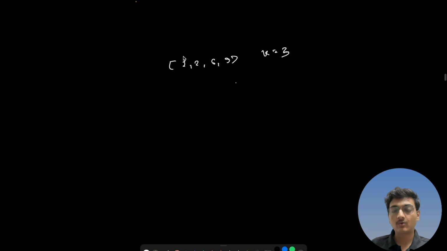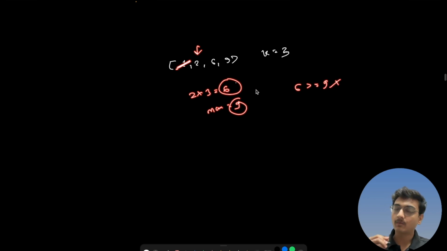So this array is not satisfying the condition. Now I need to do one of two things: either I can remove one element from the left, or I can remove one element from the right. Let me try removing from the left first. Now I check again: 2 times 3 equals 6, and my max element is 9. Is 6 greater than or equal to 9? No, it is not. So I need to remove one more.